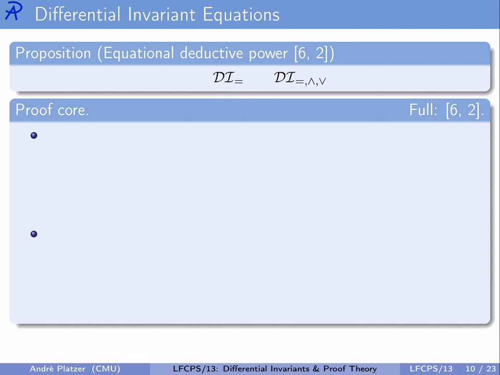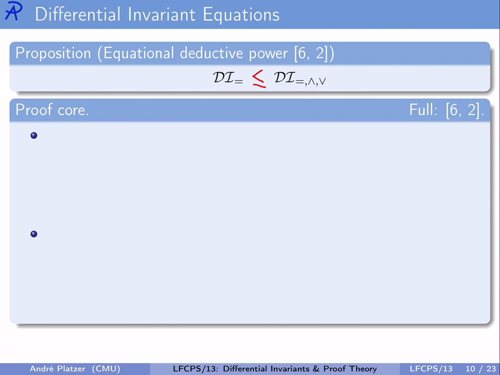Well, one direction should be simple, right? If we can prove a property using a single equality as a differential invariant, then of course we can also prove it using a differential invariant where we would have had the opportunity to use equals and ands and ors, and we just didn't use the ands and ors, just used the equals. So that syntactic class of differential invariants is obviously bigger than that one and includes all the single equalities. So that means, you know, this is obvious. What about the other way around? Is there something that we can prove using equals and ands and ors as differential invariants that we can't prove just using a single equality as a differential invariant?